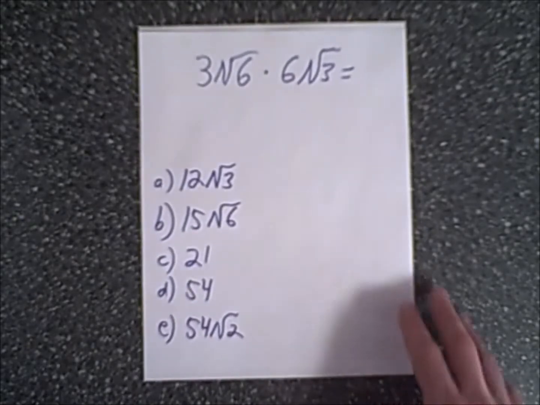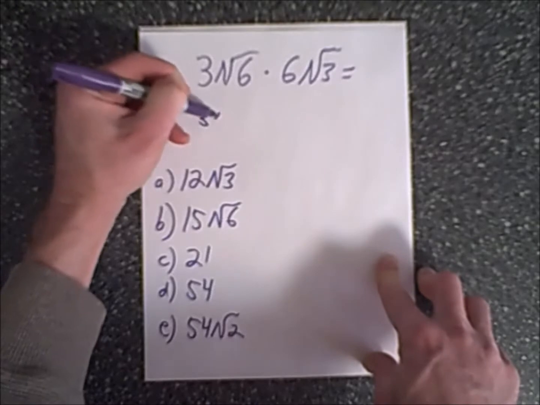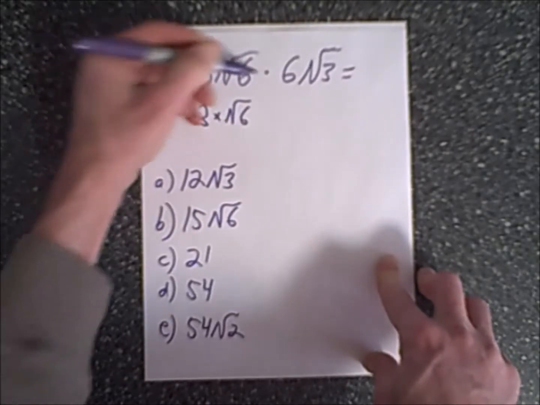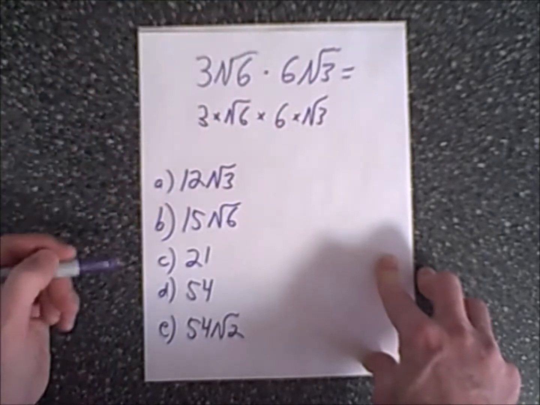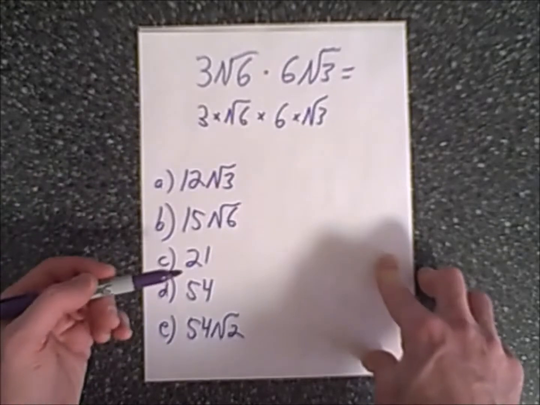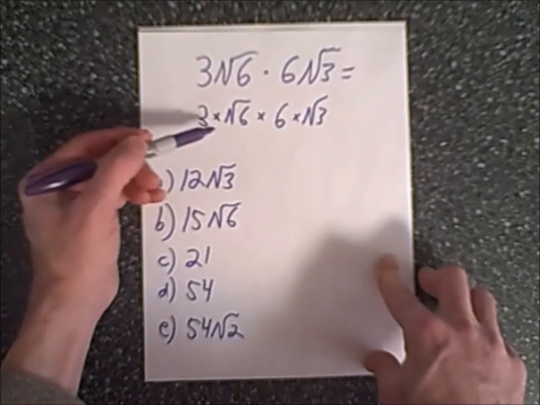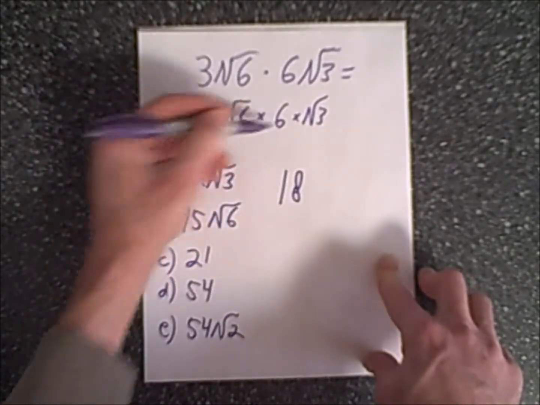An easy way to approach this is to recognize that these are all separate entities. This is 3 times rad 6, and of course, this is times 6 times rad 3. And if you view it this way, you can start to pair things up. For example, we know 3 times 6 is 18. So we take care of these two.